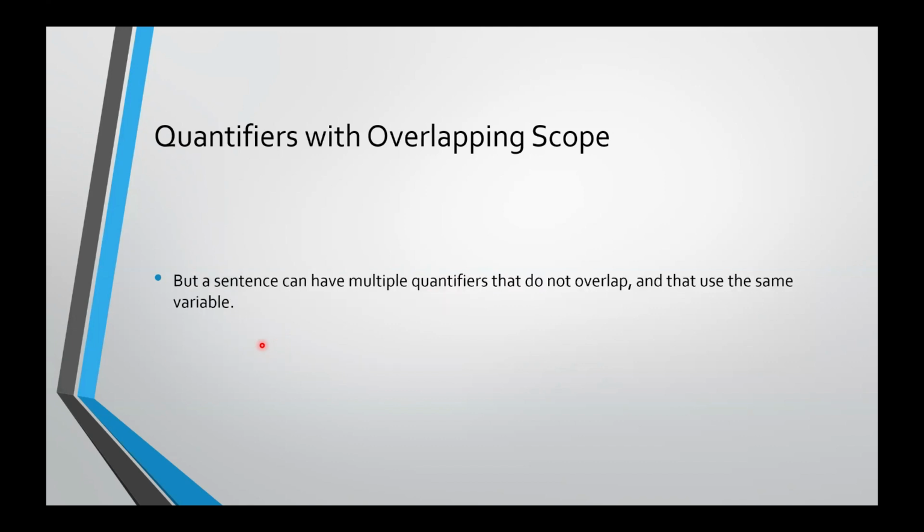Note though that to say that quantifiers with overlapping scope have to have different variables doesn't mean that every sentence with multiple quantifiers has to have different variables, right? If the quantifiers don't overlap, then they can actually have the same variable. So take this, right? If everything is a dinosaur, then everything has feathers. You can actually use the same variable for these two because they don't overlap, right?